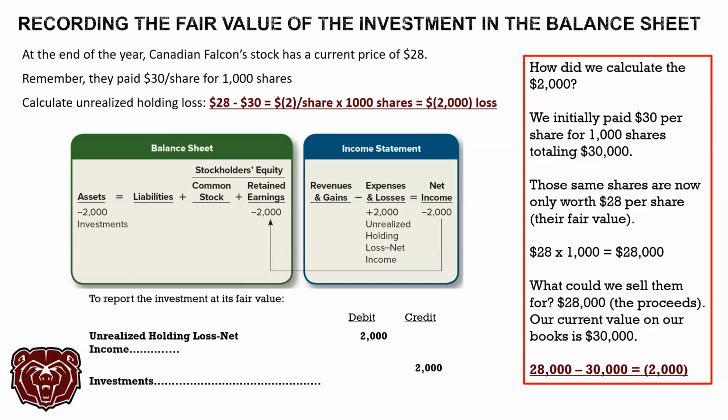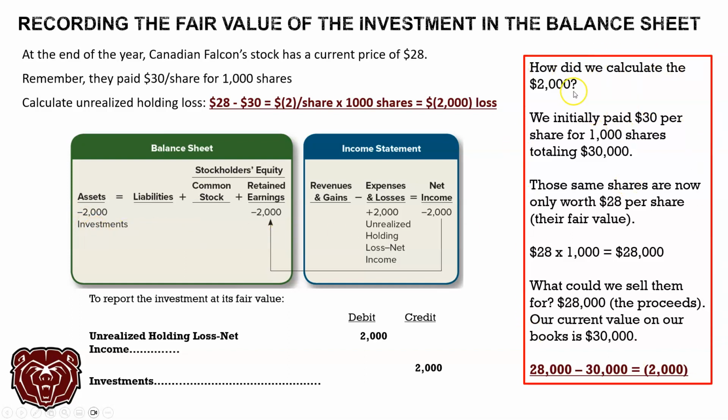Okay. So here we're going to increase the unrealized holding loss for net income. This is basically another type of expense. So the increase in the expense decreases the net income, which decreases retained earnings. And we see we are going to decrease the value of the asset as well. Okay. So this red box here is very useful.